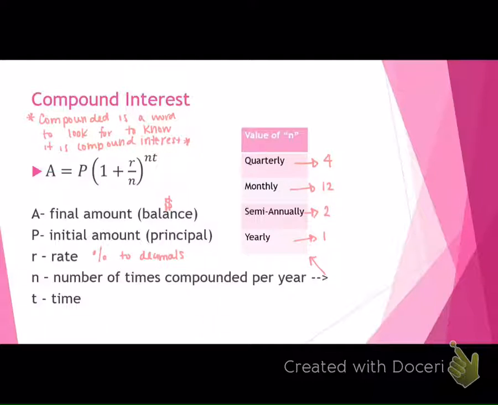So you need to know what those words mean, because it will say compounded monthly, or it will say compounded yearly. So you need to know what those mean so you can find your value of N. And then finally, T is time again. All right, so go ahead and get that copied down, and then we're going to get into some examples here.